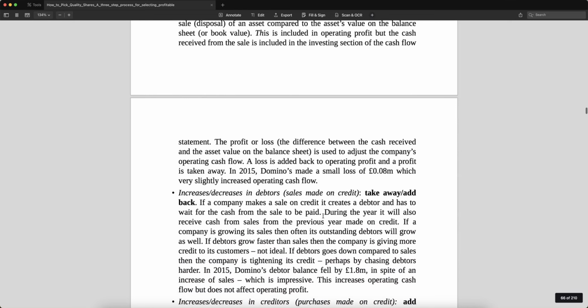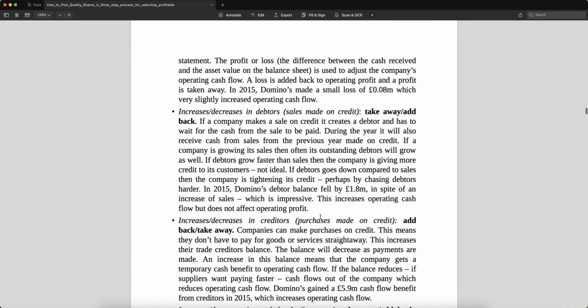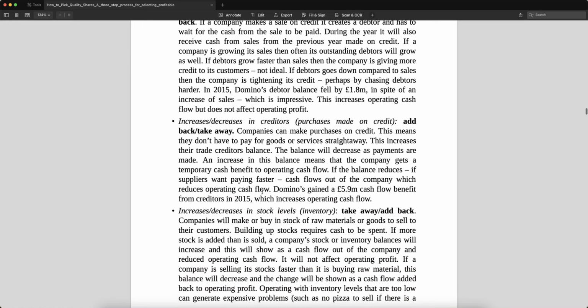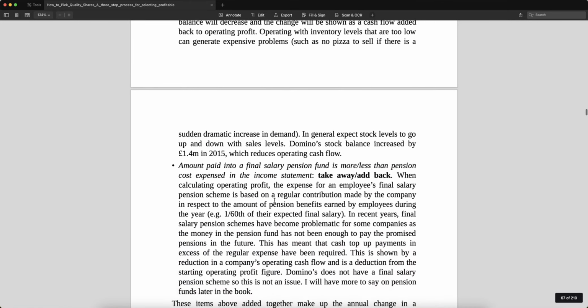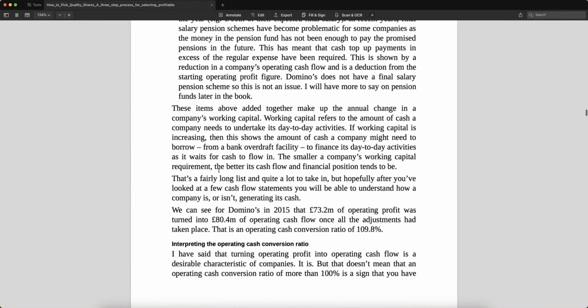Increase and decrease in debtors is added back or taken away. This is working capital change. Again, increase, decrease in creditors, this is also working capital change, added or taken away depending upon your inward and outward. Same way for inventory. This is your working capital change and adjusted. Amount paid into final salary pension, again a working capital change kind of an item.